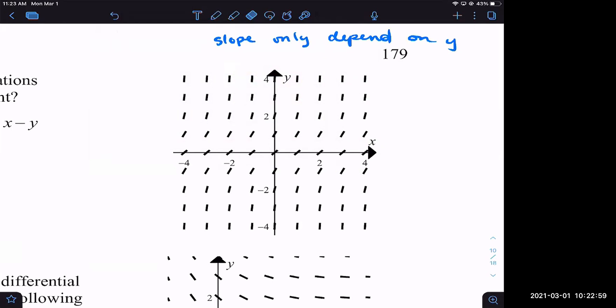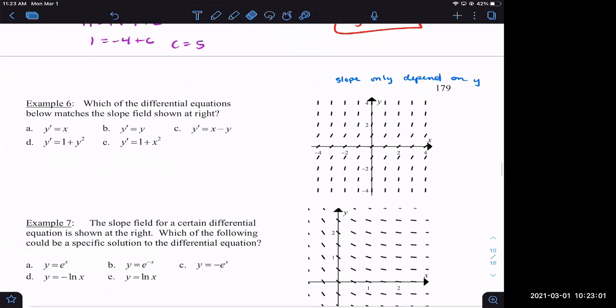That means the derivative can only have a y in it, not an x and a y. It's not changing when x changes. So I could easily eliminate a. So it has to only depend on y, so my options are b and d. So I'm already down to just a 50-50 chance here by just looking at that. Then you can just plug in numbers. I mean, if I pick any point, let's say I go to this point right here. That point is at 2, 2. If I plug in 2, I get a slope of 2.